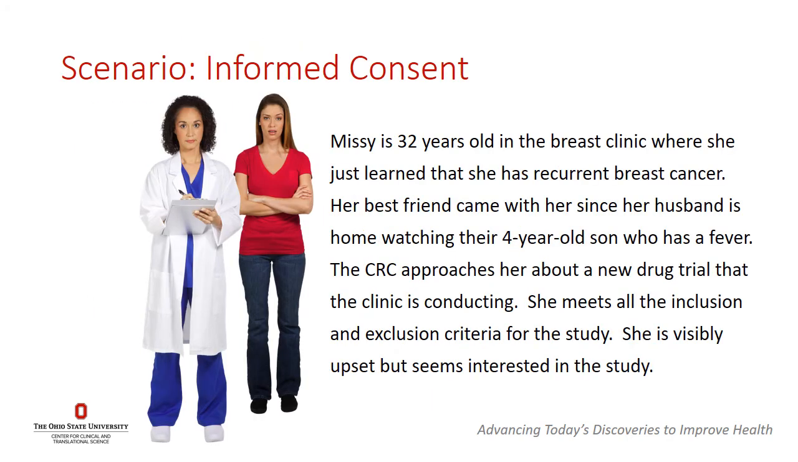So let's apply what we know using a fictitious scenario for us to work through together. Missy is a 32-year-old in the breast clinic where she just learned that she has recurrent breast cancer. Her best friend came with her since her husband is home watching their 4-year-old son who has a fever. The CRC approaches her about a new drug trial that the clinic is conducting. She meets all the inclusion and exclusion criteria for the study.